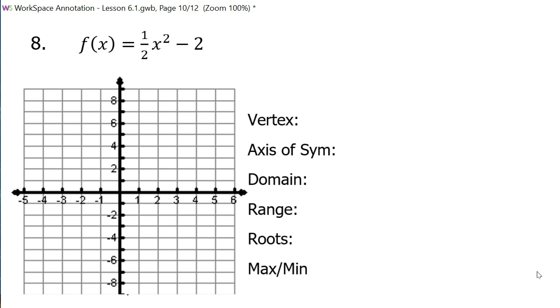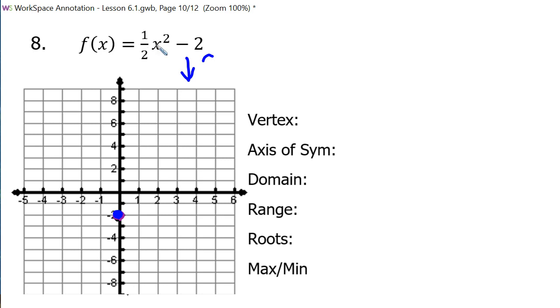What does the minus 2 at the back make it do? Go down 2. What does the 1/2 out front make it do? It shrinks it vertically by a factor of 1/2.